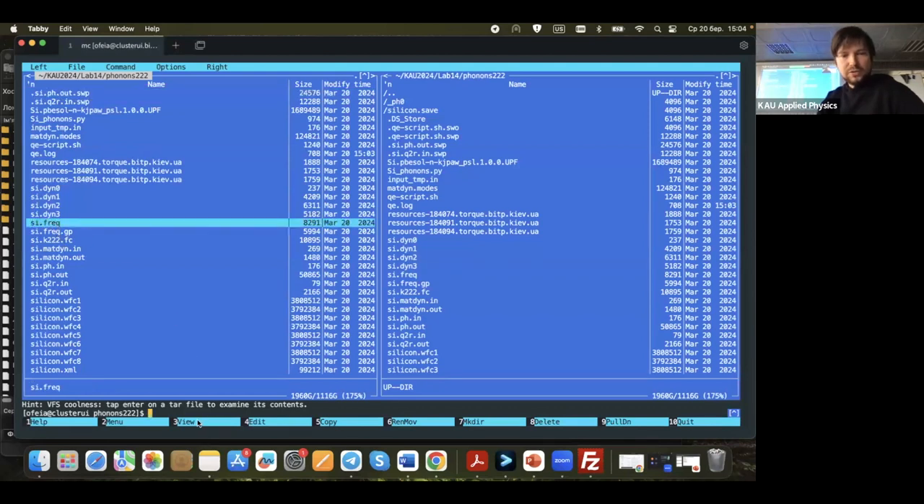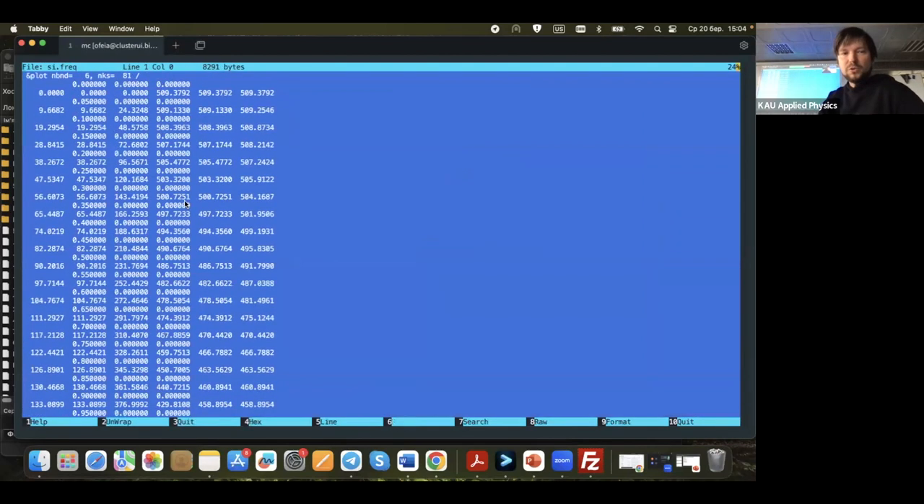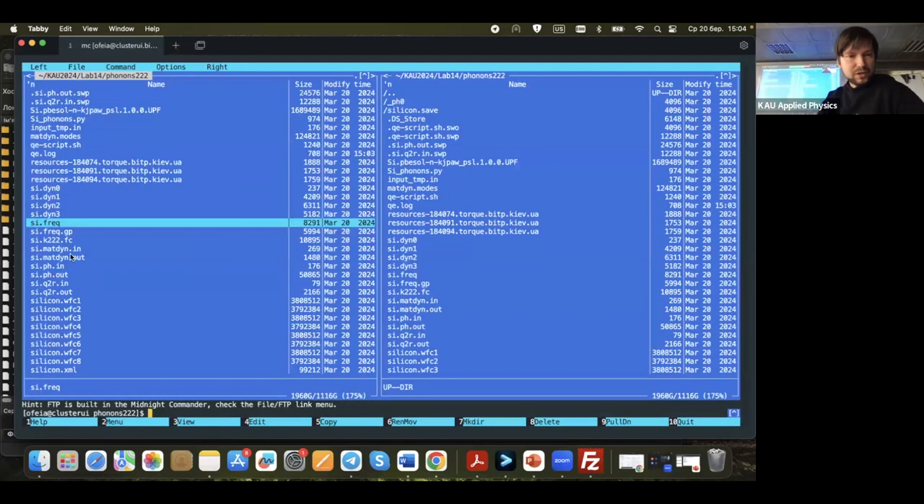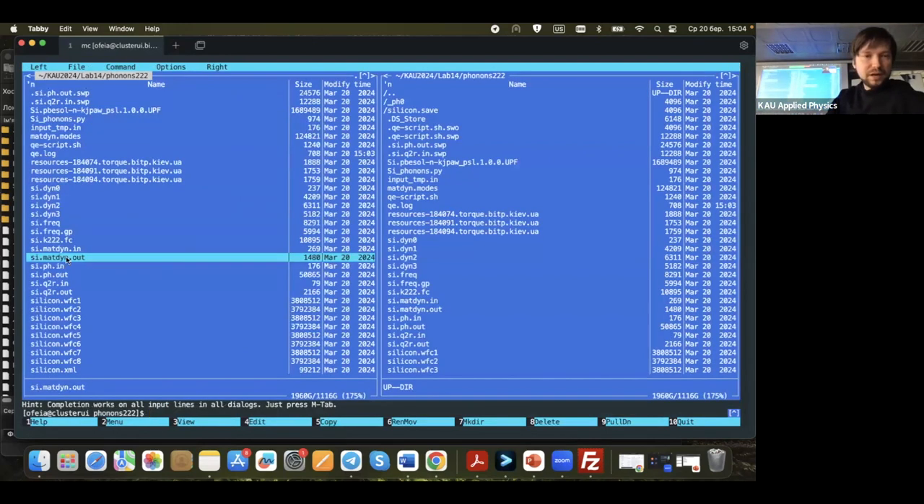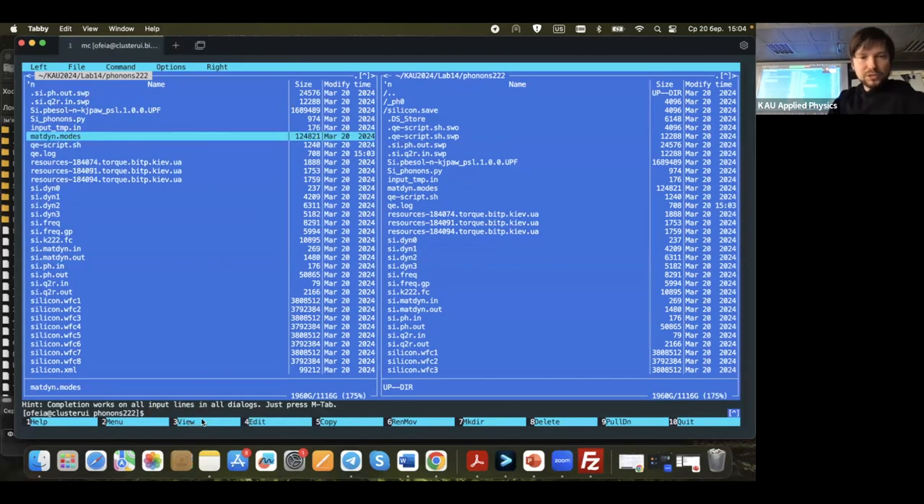So I got this file. It is almost immediate. So I got this file, matdyn out. You see, almost no information. It just takes mass from atomic type 1, uses mass from the ph 2 to 2 file, and it finished. But now we have matdyn modes.